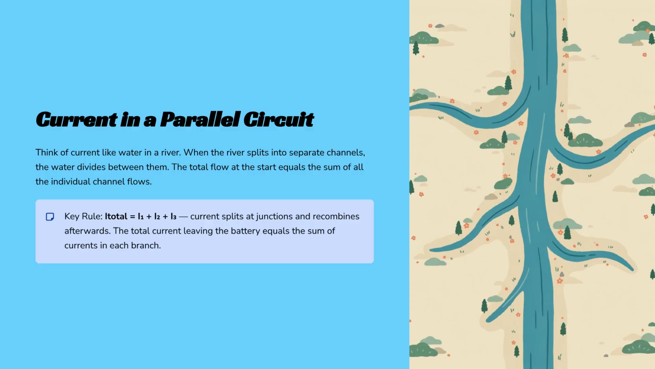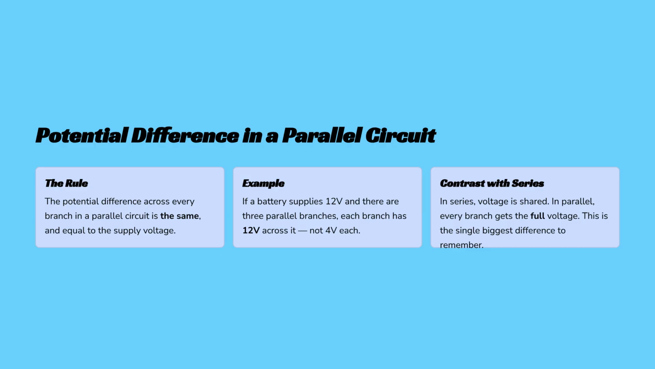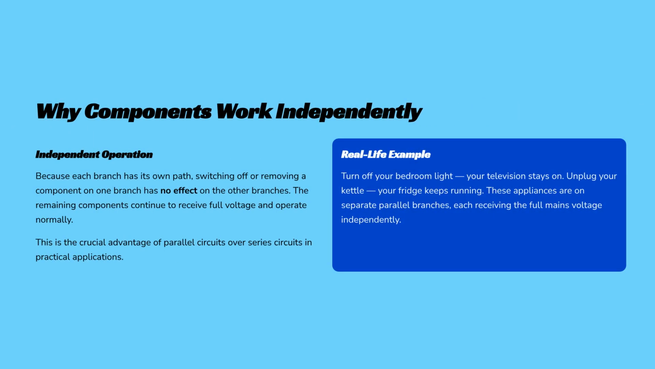The total current leaving the battery equals the sum of the currents flowing through each branch. Unlike series circuits, the potential difference across every branch in a parallel circuit is the same and equal to the supply voltage. Each branch receives the full voltage. Because branches are independent, removing a component on one branch has no effect on others. This is why if one light in your house goes out, the others remain on.